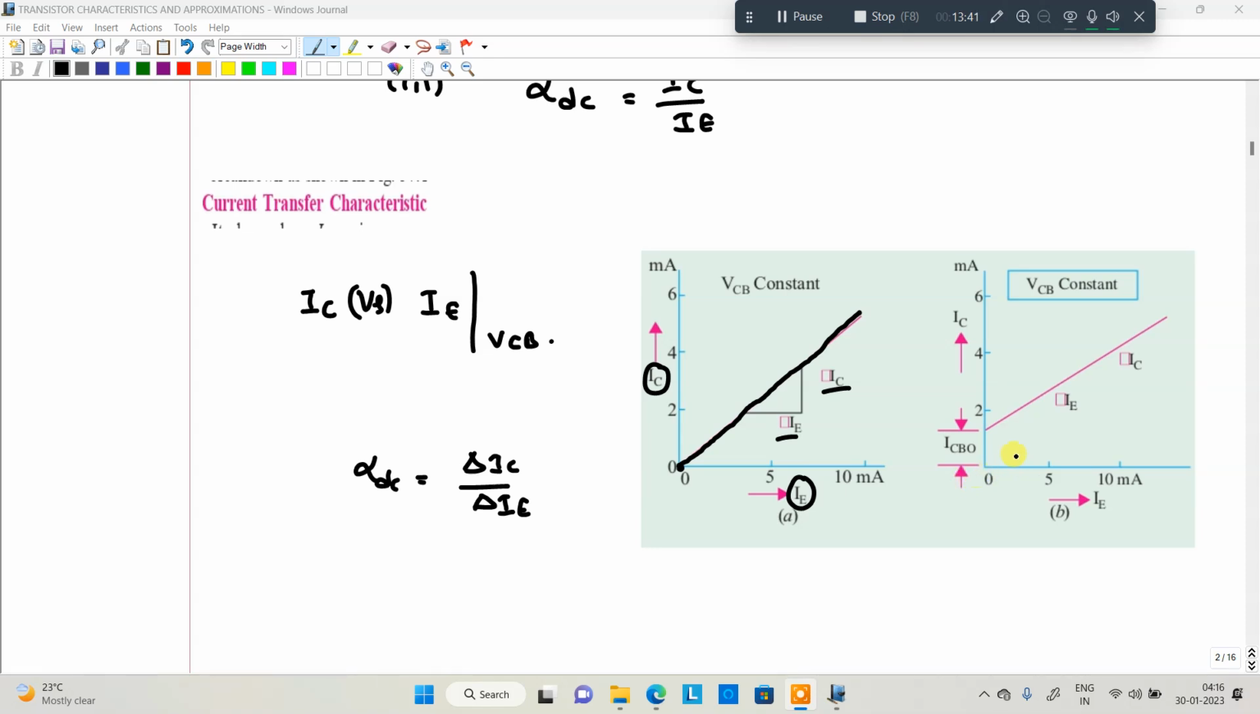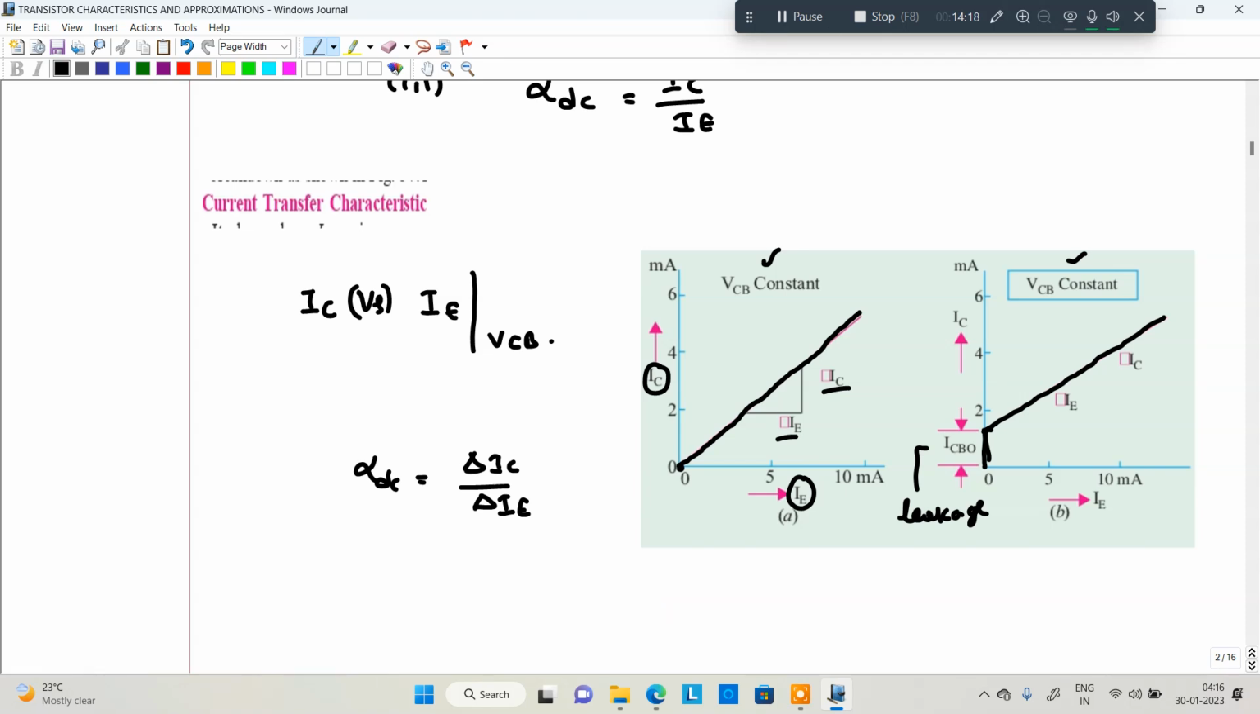For example, the transistor has some leakage current. Initially, when the emitter current is equal to 0, the collector current is not 0; some amount of current is present, which is the leakage current due to minority charge carriers. Due to this leakage current, as we increase the emitter current, the graph will be like that. In this case also VCB is constant, which is very important. So this is about the transfer characteristics.